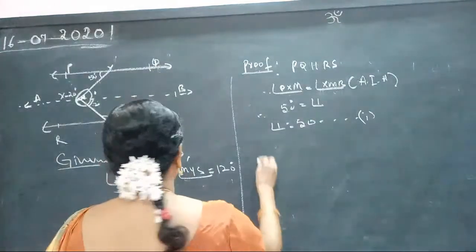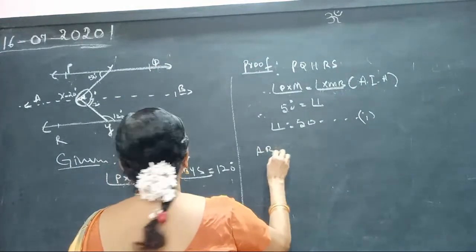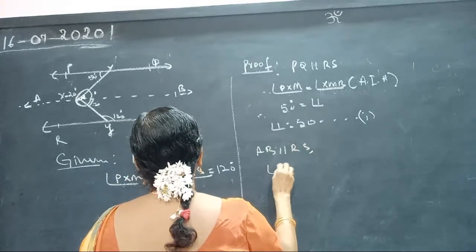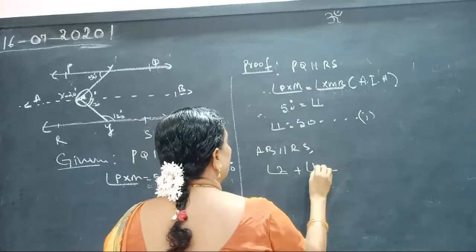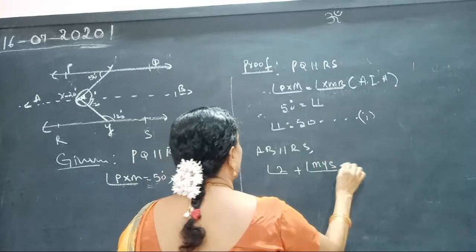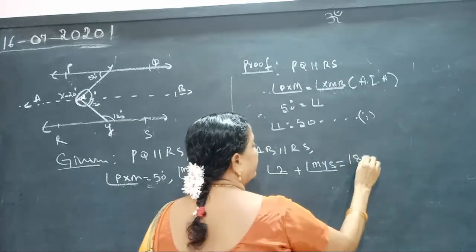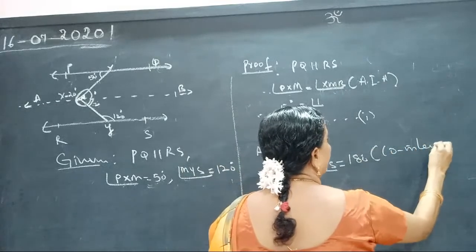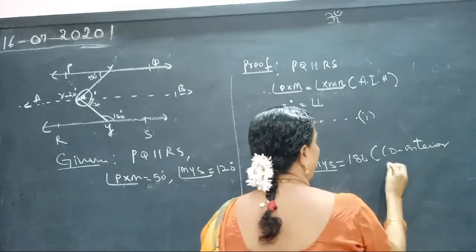Next, AB parallel to RS, angle 2 plus angle MYS equals 180 degree. Reason, co-interior angles.